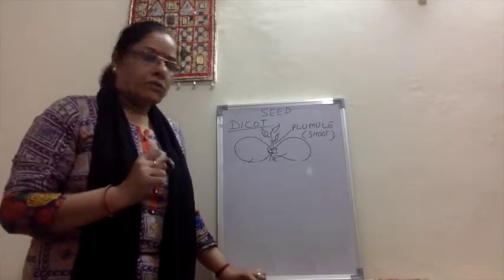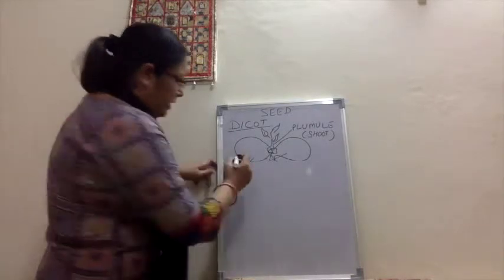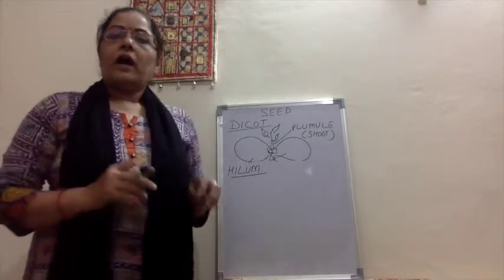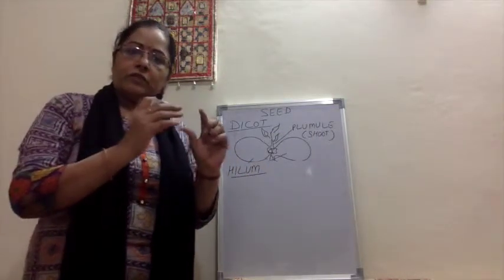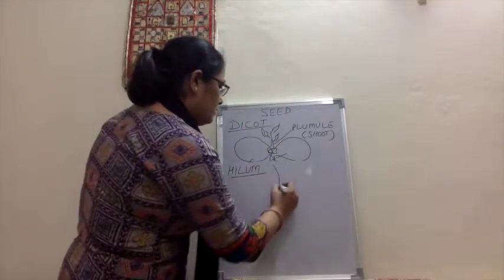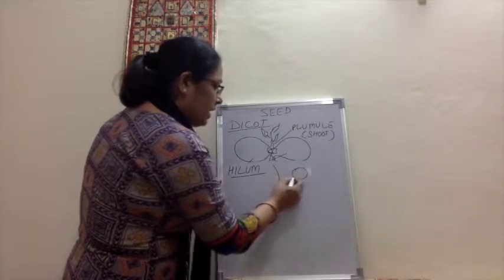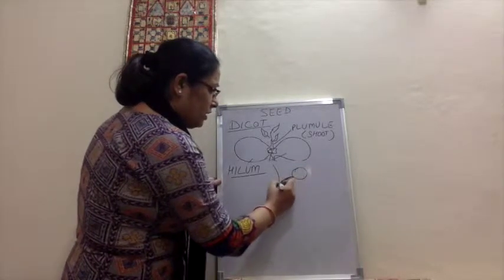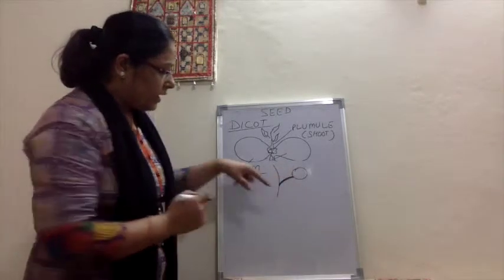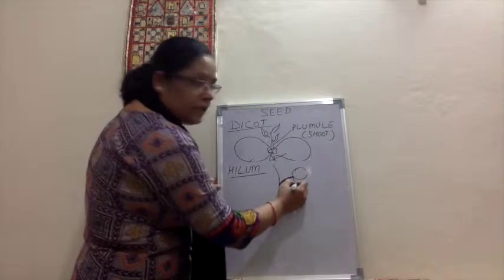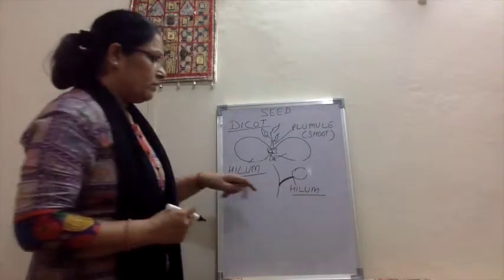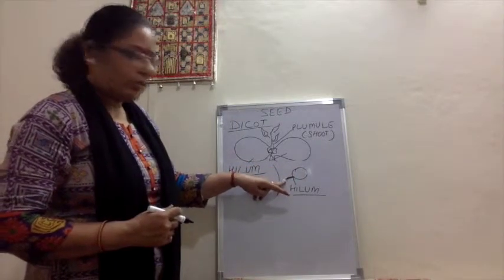Now, one more thing, there is hilum. What is hilum? Hilum is the point of connection, the point of attachment. As this is the seed and this is attached to the stalk, this connection is called hilum, where the seed is attached to the stalk.